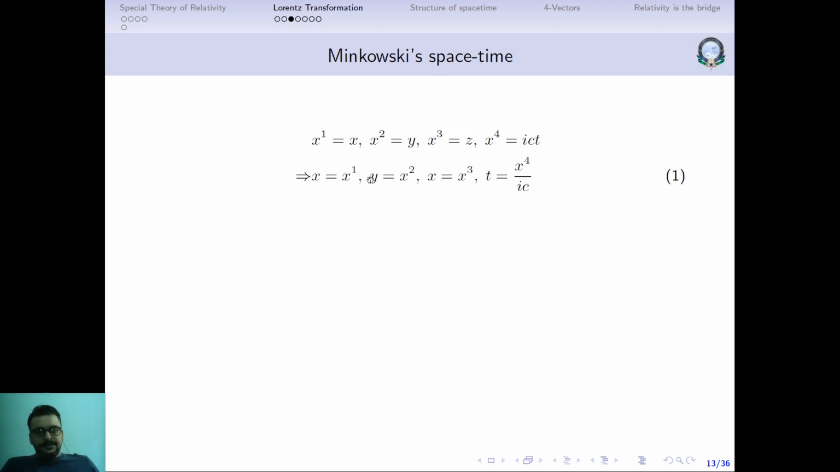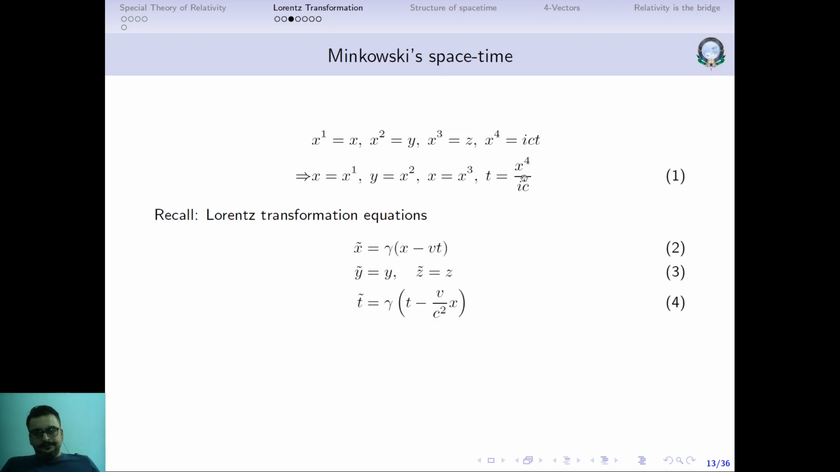So x is nothing but x1, y is nothing but x2, and z, please read this as z, is nothing but x3. And what is t? t is nothing but x4 divided by ic. So the 4th Minkowski spacetime coordinate you have to divide by ic, and that will give us time. We'll call this equation number 1. And if you recall the Lorentz transformation equations, these are the Lorentz transformation equations.